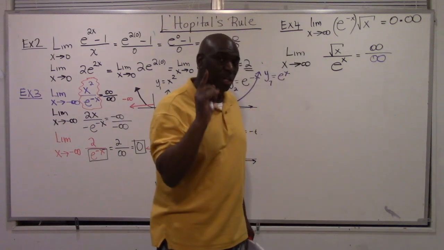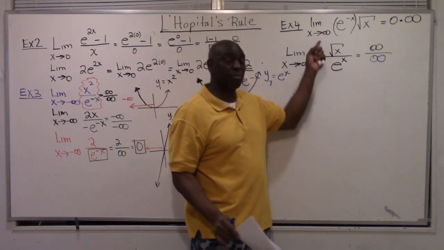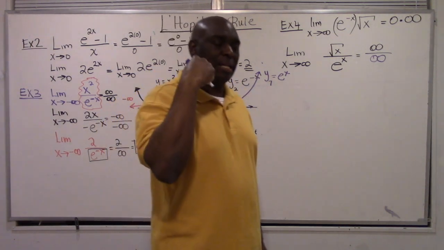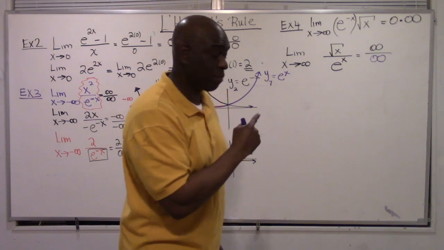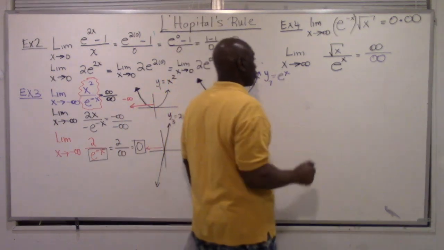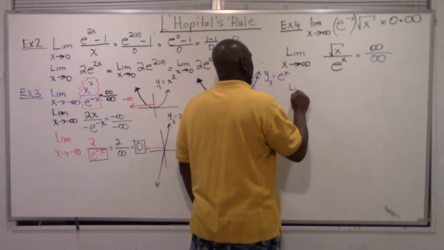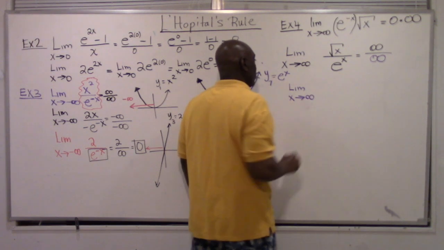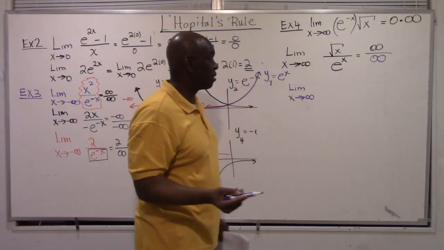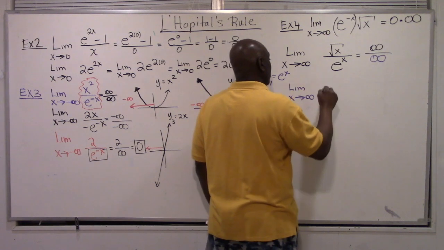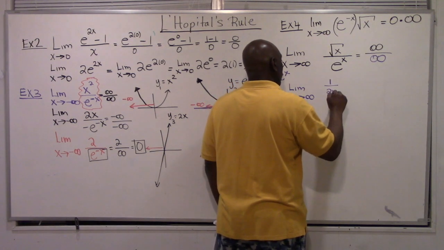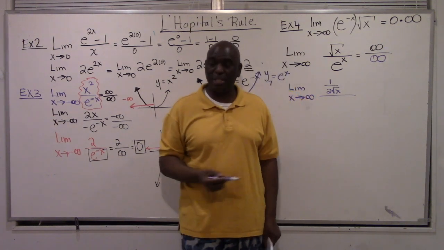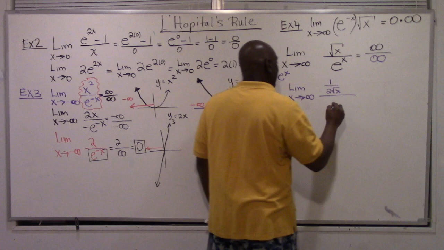And as a result of me rewriting this problem, I put it in a form that allows me to implement L'Hôpital's rule. So now let me use L'Hôpital's rule. So I've got the limit as x approaches infinity. Find the derivative. What's the derivative of the square root of x? It's 1 over 2 square root x, divided by, what's the derivative of e to the x? E to the x.